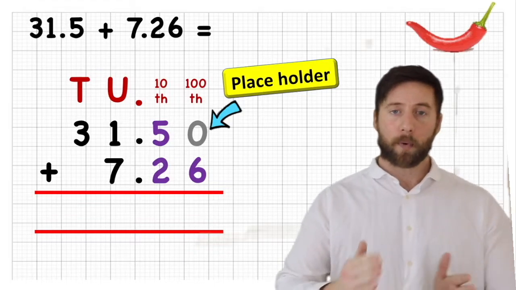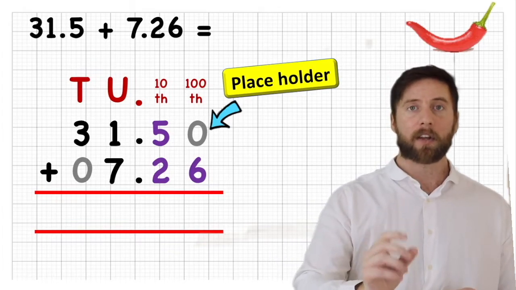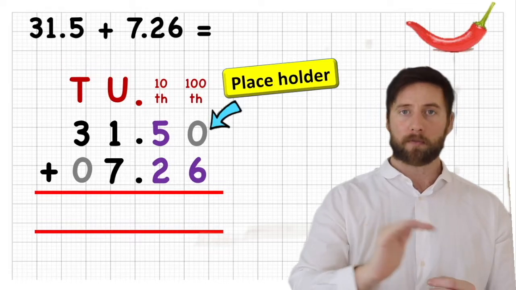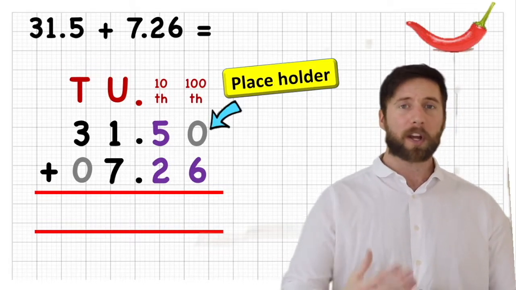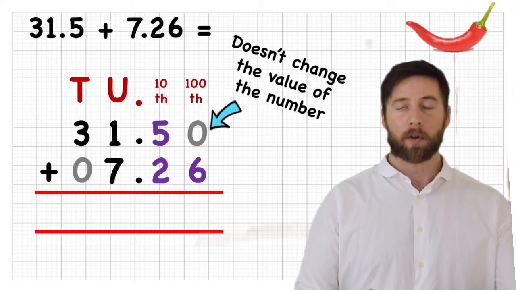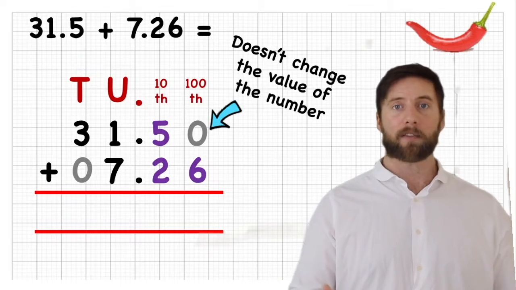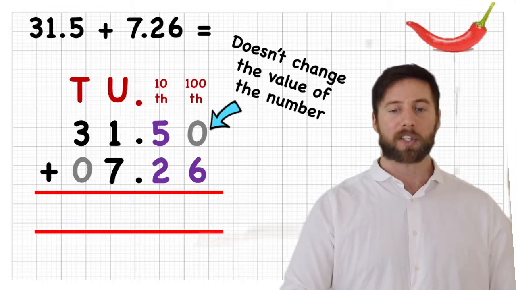So I've got 31.50 add, yeah, you guessed it, 07.26. Okay, so now I've got the same amount of digits in both of my numbers. Now it's really important to understand what these placeholders are, because we're not just putting a random number in there, we're putting a 0, something that doesn't hold any value. Adding a 0 to the beginning or end of a number doesn't change it at all. Okay, so that's really important to understand.